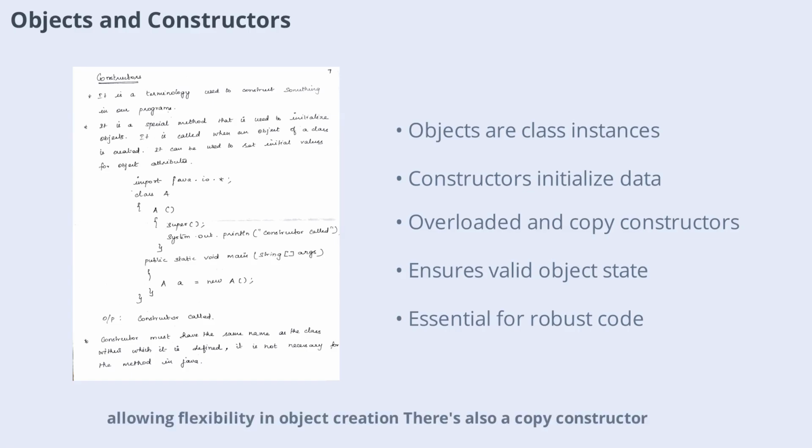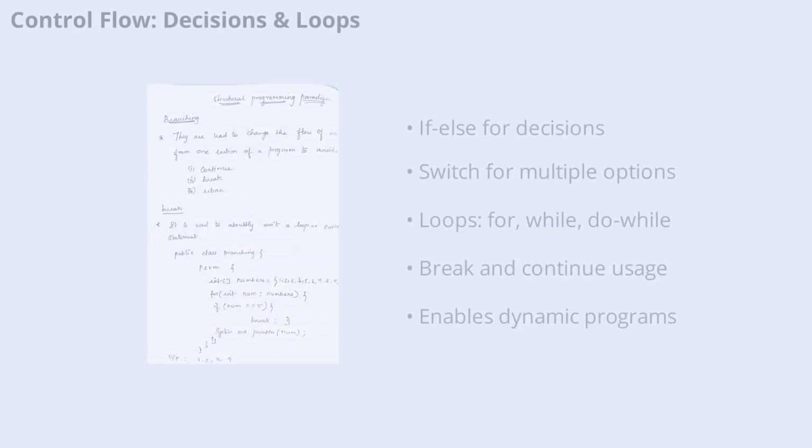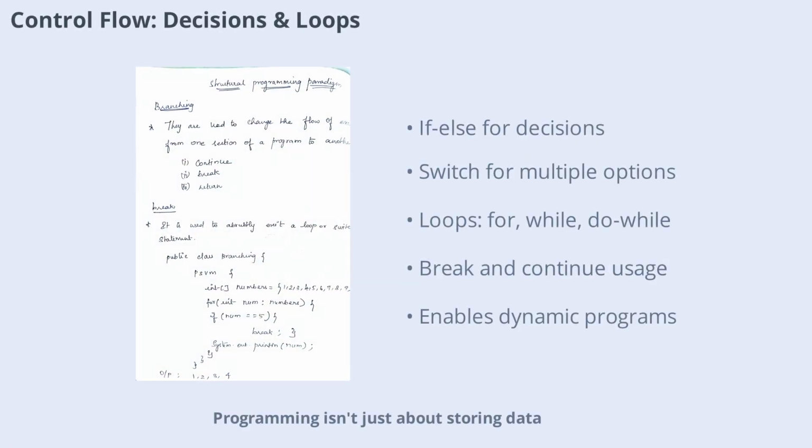There's also a copy constructor, which creates a new object by copying the data from another object. Understanding how to use constructors effectively helps you manage object initialization and ensures your objects start with valid data. This is a key step in building robust Java applications. Programming isn't just about storing data, it's also about making decisions and repeating actions. Java provides several control flow statements to help you manage the logic of your programs.